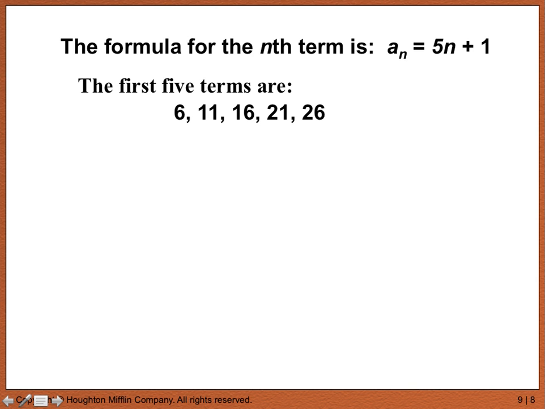Let's test this out. Plugging in 1 for n, 5 times 1 is 5, plus 1 is 6. Plugging in 2 for n, 5 times 2 is 10, plus 1 is 11, you get 11. 5 times 3 is 15, plus 1 is 16. 5 times 4 is 20, plus 1 is 21. 5 times 5 is 25, plus 1 is 26. And it checks out.